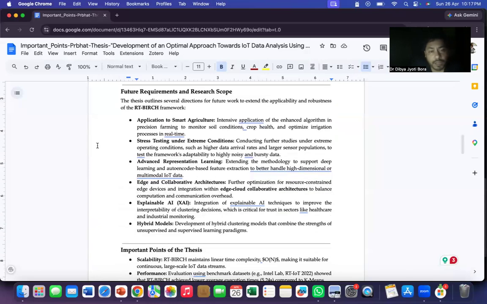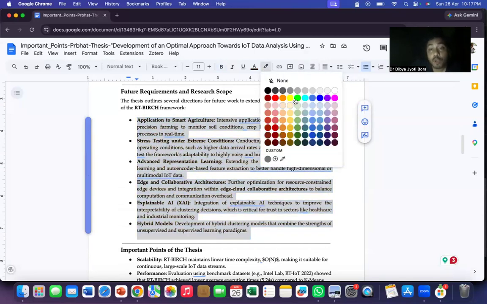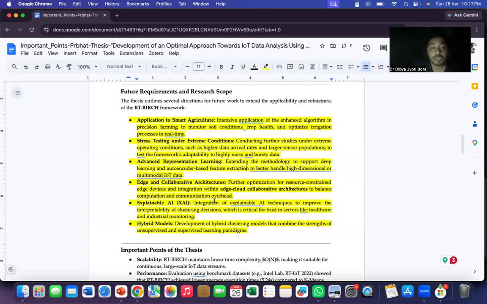Now, the research scope and future requirements. This thesis outlines several directions for future work to extend the applicability and robustness of the real-time burst framework. And here I want all of you to focus, because these are the works we kept open that you can consider for your PhD work, or any research work, either PhD or postdoc. Even if you're research-based masters, you can also go for some chunk of it.